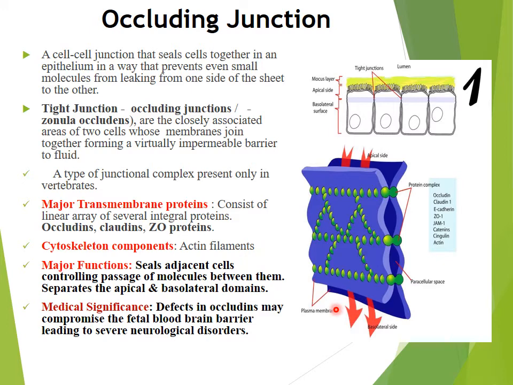So if there is any congenital defect in the protein occludin, which is binding these lateral surfaces, then it can lead to a compromised fetal blood-brain barrier, and it can lead to severe neurological disorders.